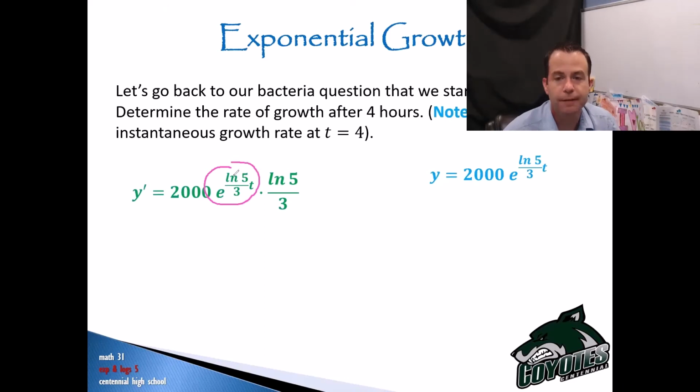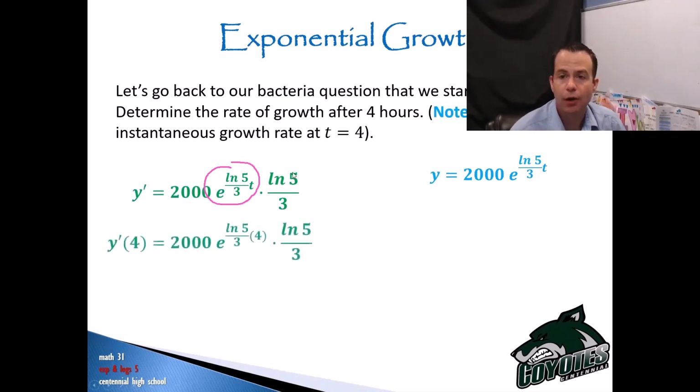And the derivative of ln 5 over 3t would just be ln 5 over 3. Okay? Sorry, I'm having mouse issues here. Okay. So now I want the instantaneous rate of growth at 4 hours.